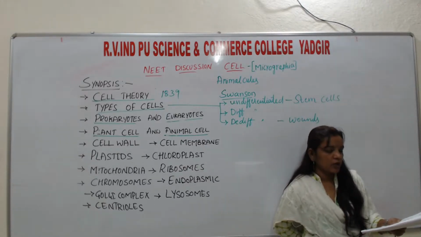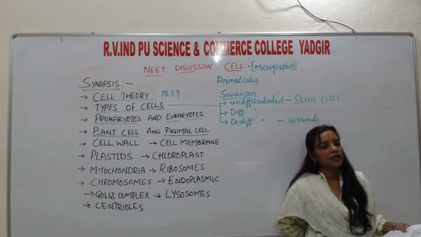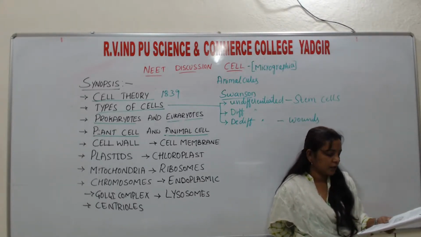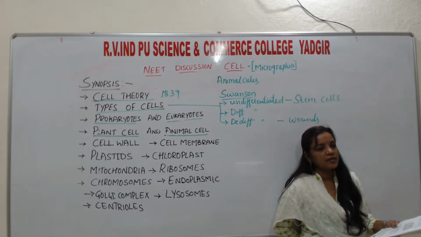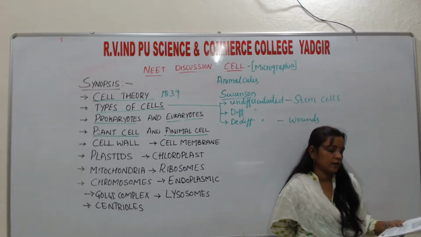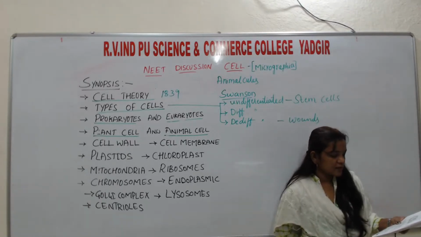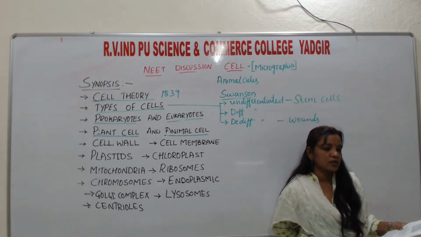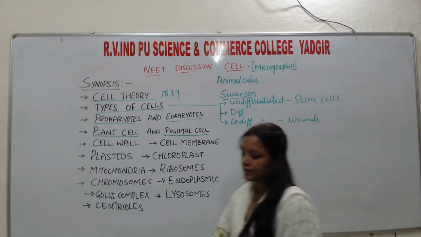After that, the next smallest cell, mycoplasma, we have studied. The largest unicellular eukaryotic cell, they are asking, is Acetabularia, an alga. Acetabularia is the largest unicellular eukaryote. The longest human cell is the nerve cell. The longest plant cell is the ramie and jute fiber. Jute fiber is also considered the longest. Next, let us go for the cell wall.